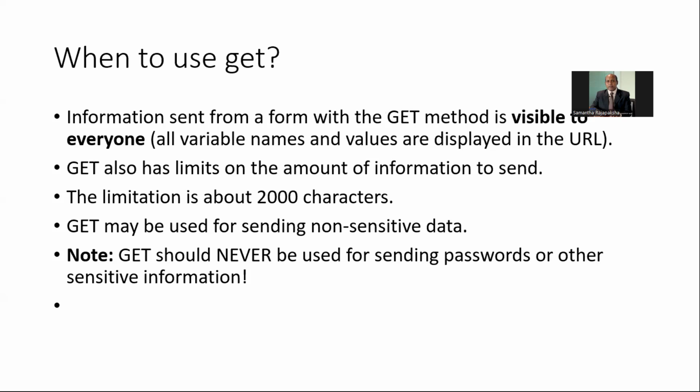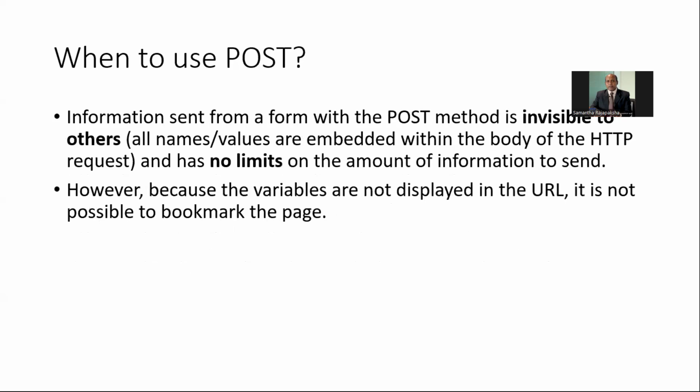The problem is that the get method is visible to everyone, all the variables that you are passing, and it has a limitation on the number of characters you can pass. It will create a big issue when you're using critical data, because the critical data will be visible in the URL. Therefore, it's better to use the post method, where your data will not be visible in the URL. The problem here is that you can't get bookmarking. And again, there's no size limitation like in the get method.